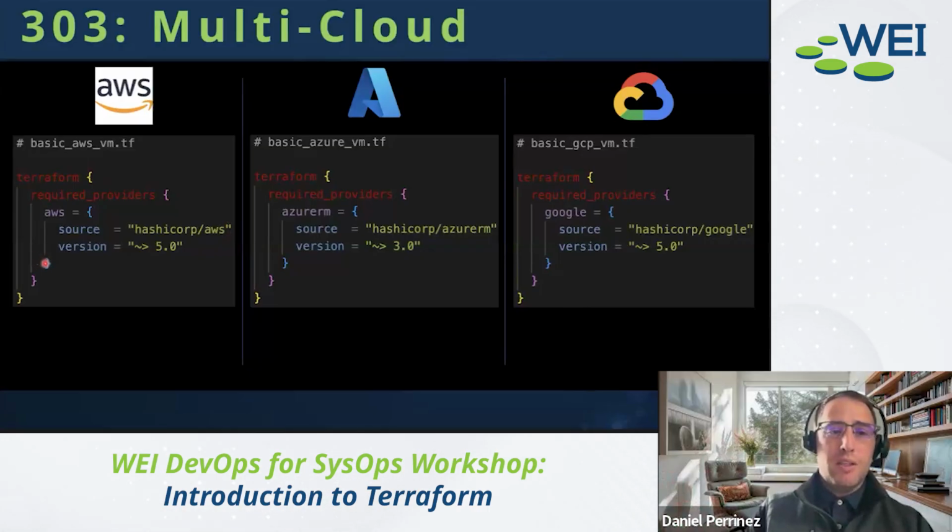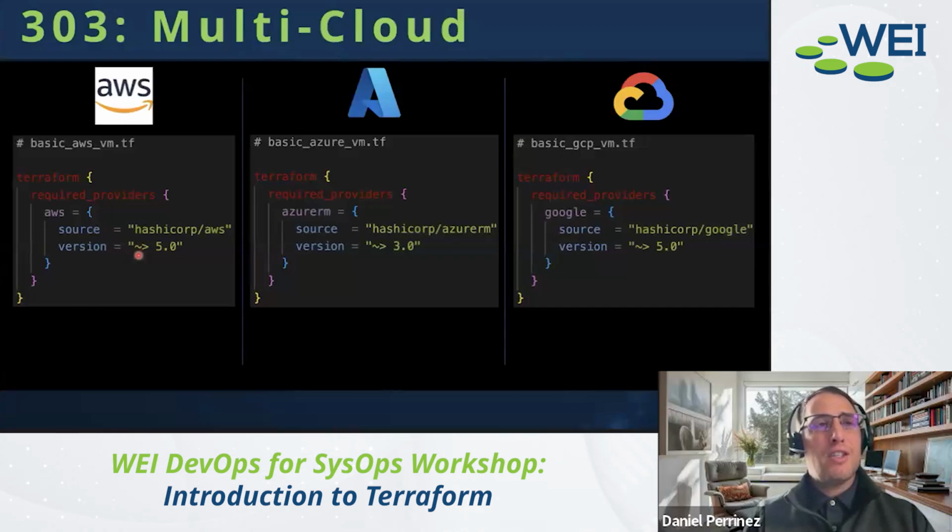So this is what a provider looks like. You just state the source and the version number. I forget what this is called, it's like a twiggle or a swiggle. It doesn't mean greater than 5.0. It actually means greater than or equal to 5.0, but less than 6.0. So sometimes major changes happen on the next version up. So that's a cool thing that Terraform uses quite a bit.